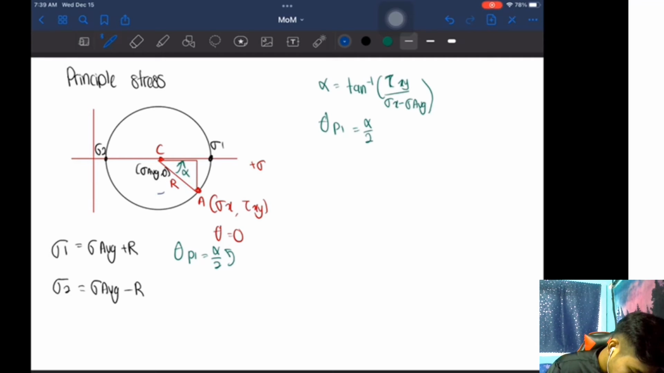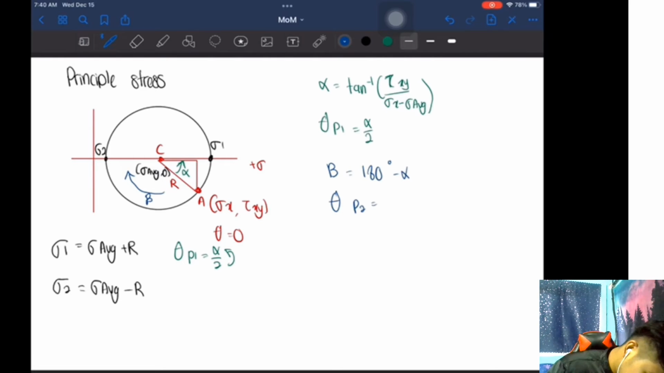And we can also calculate sigma 2 right here. I call it beta. Beta is just 180 minus alpha. I can calculate theta P2 equals beta over 2, clockwise.